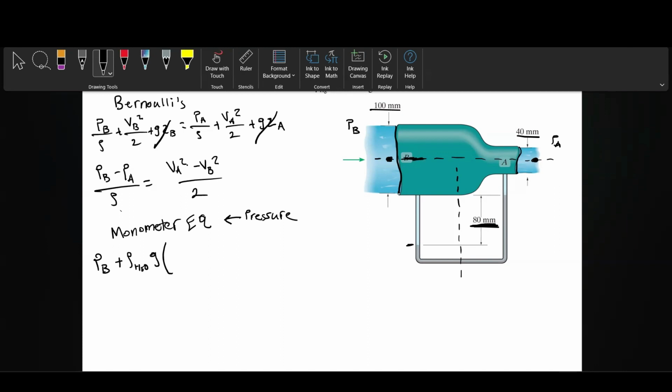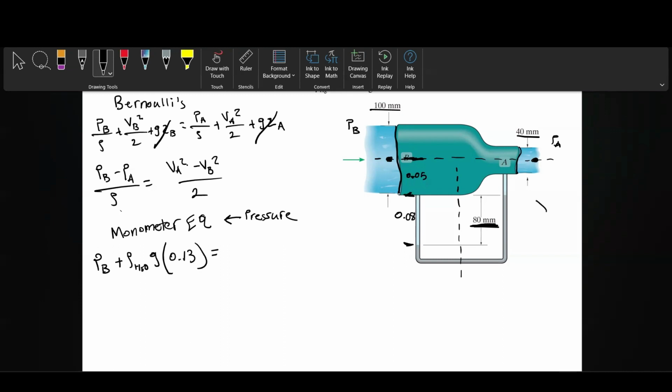From here to here is 0.08 meters. And from here to here is 0.05, and this just comes from half of the diameter, so our radius. So 0.05 plus 0.08 equals 0.13. And then we're going to set this equal to our right side.